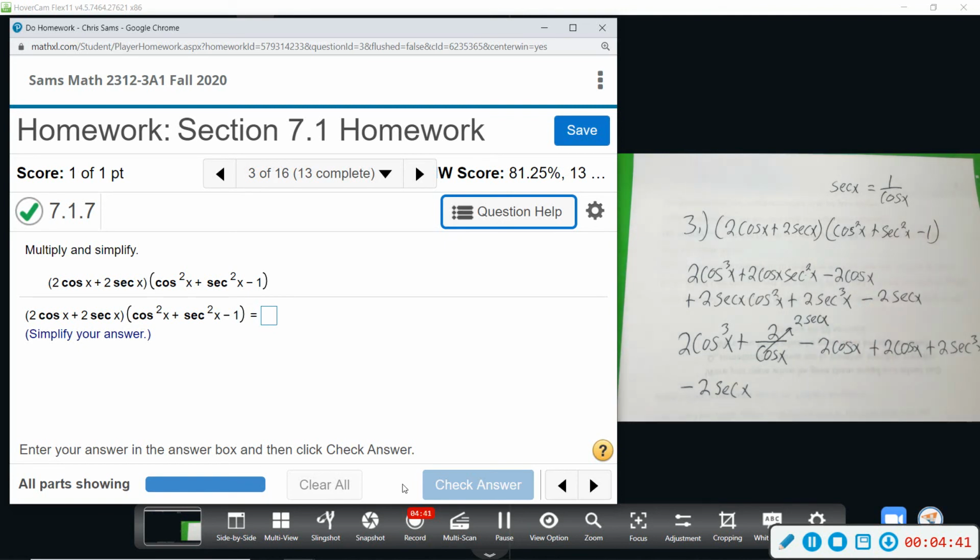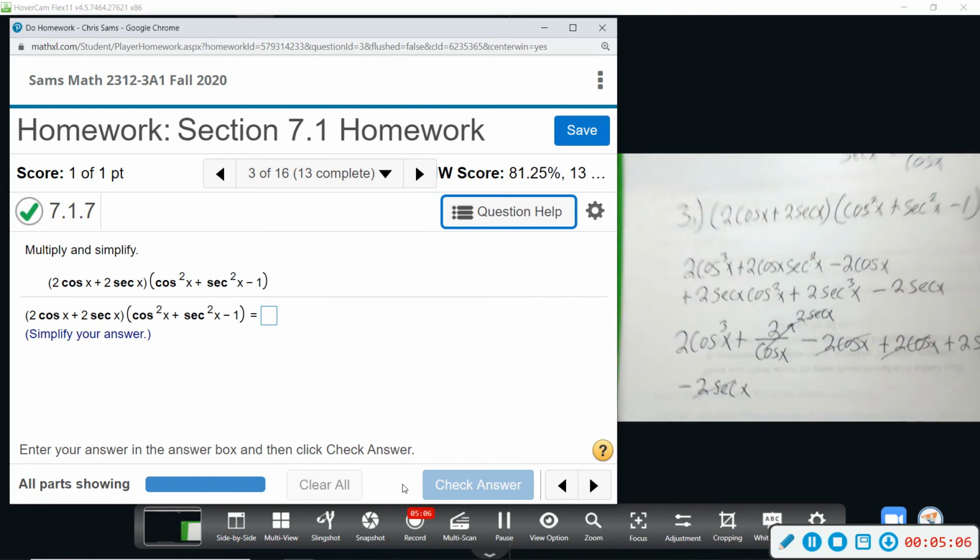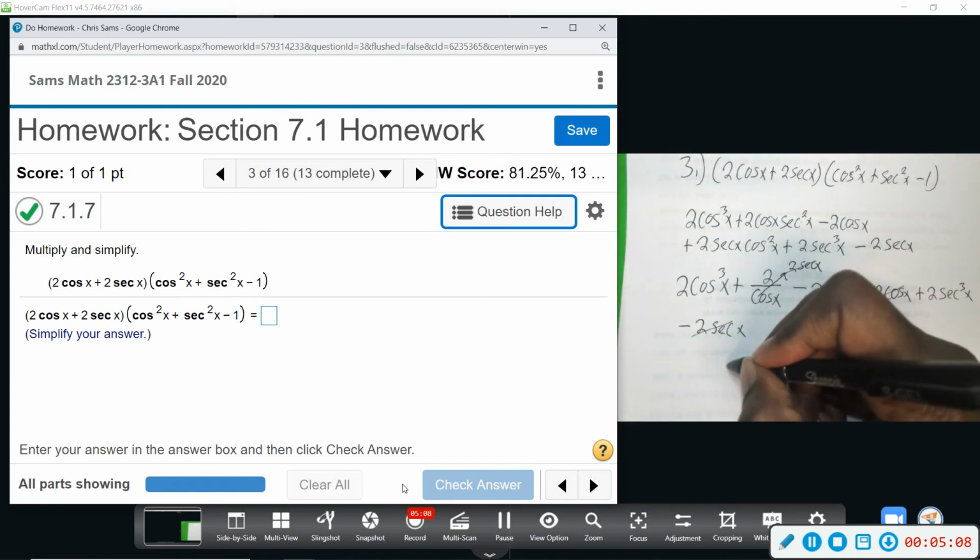All right, so once you have all this set up, you can kind of see some things are going to cancel. We have a positive 2 secant x and a negative. They're going to go to 0, these two. We have a negative 2 cosine and a positive 2 cosine. Those two are also going to go to 0. And the only thing we're left with is 2 cosine cubed x and 2 secant cubed x. So that will be our final answer.